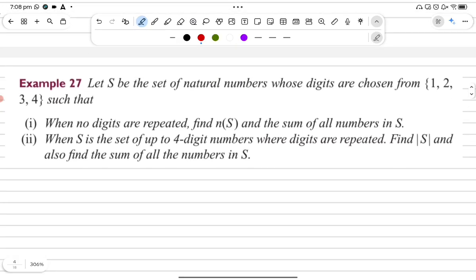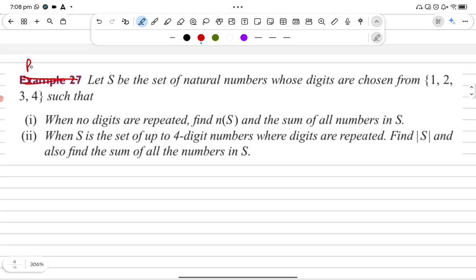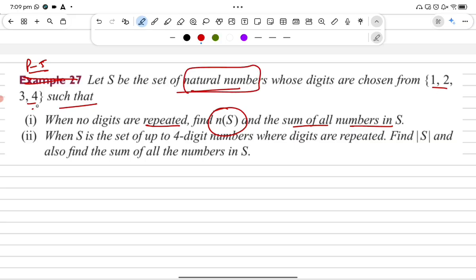Sweet. Moving to problem 5. Now here we are provided with a set S of natural numbers whose digits are chosen from 1, 2, 3, and 4 such that no digits are repeated. You're supposed to find the number of elements in S, and the sum of all numbers in S. This is similar to the previous problems, but there's a bit of subtlety involved here. It says natural numbers. It doesn't say 4-digit numbers. So natural numbers can be 1-digit as well, 2-digit, 3-digit, and 4-digit.